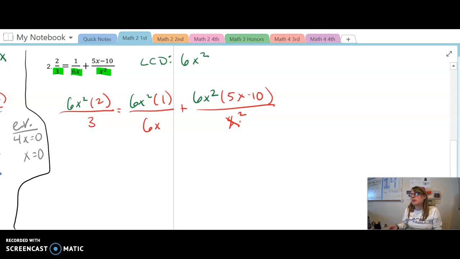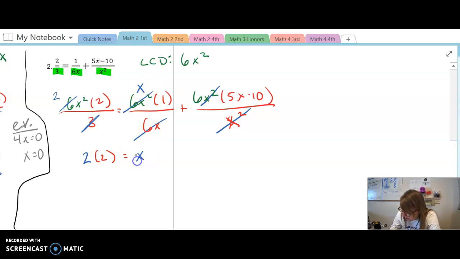Now I'm going to cancel out things that are allowed to be canceled out. The 3 and the 6 can reduce, and that will now be a 2. 6x and 6x squared reduce, and so this is now only an x. With 6x squared, only the x squareds cancel, so we're left with a 6. So now we have 2 times 2 equals x times 1 plus 6 times 5x minus 10.